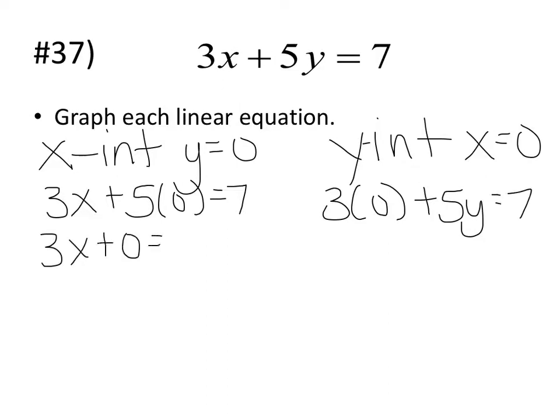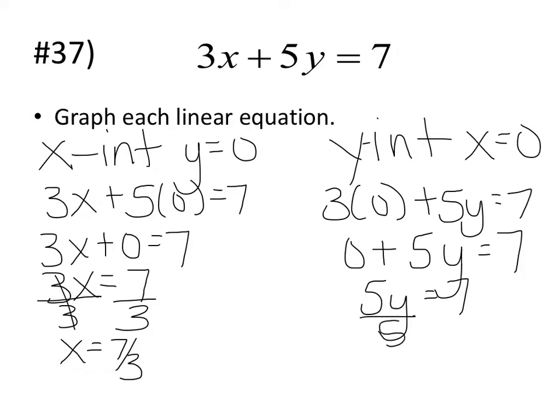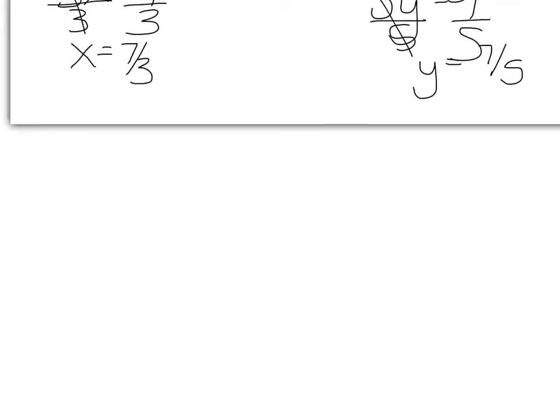3x plus 0 equals 7. So 3x equals 7. Divide both sides by 3. X equals 7/3. Also kind of ugly, but that's all right. We'll roll with it. 0 plus 5y equals 7. 5y equals 7. Divide both sides by 5. Y equals 7/5. All right, we're going to graph this now.